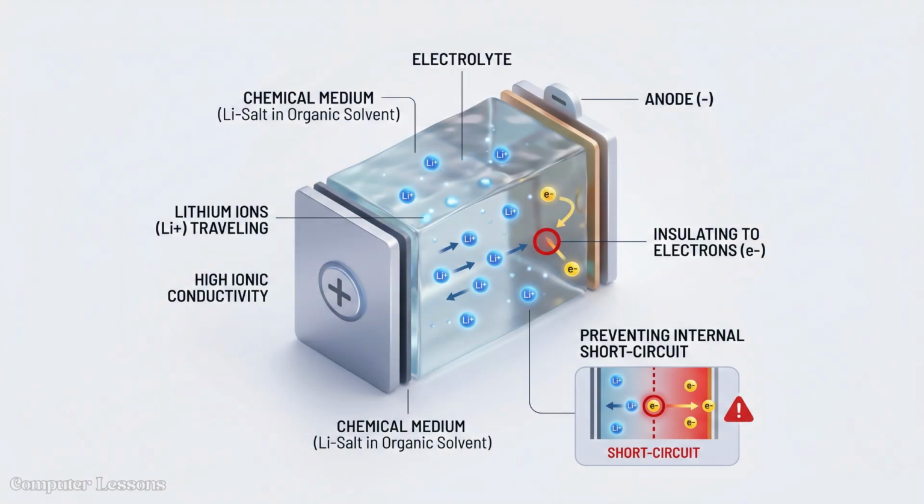Between these electrodes lies the electrolyte, a chemical medium that allows lithium ions to travel back and forth during cycles. This is usually a lithium salt dissolved in an organic solvent, designed to be highly conductive to ions but insulating to electrons. If electrons could pass through the electrolyte, the battery would short-circuit internally.